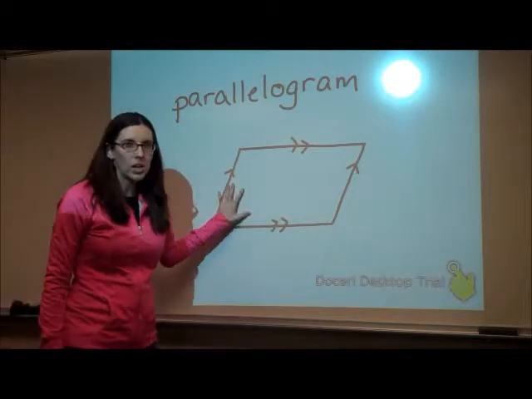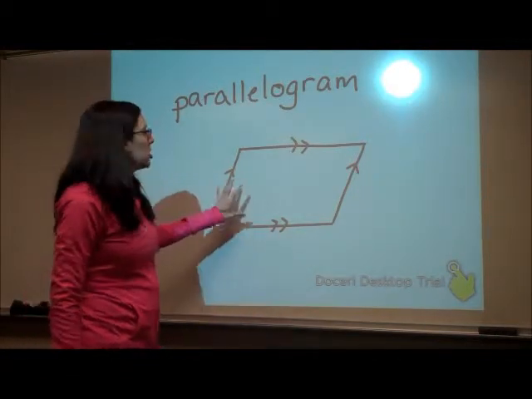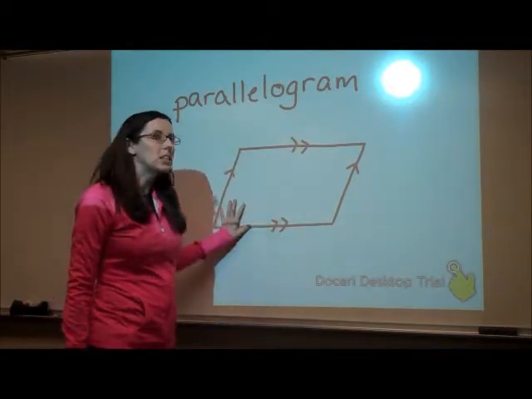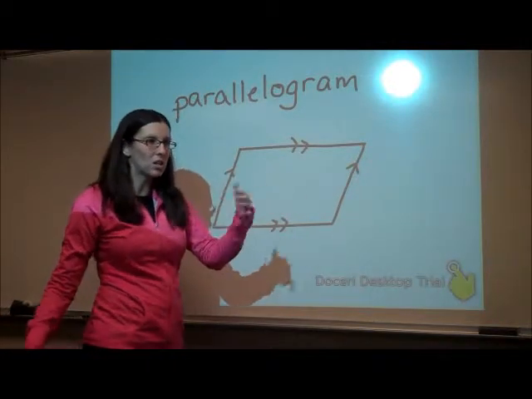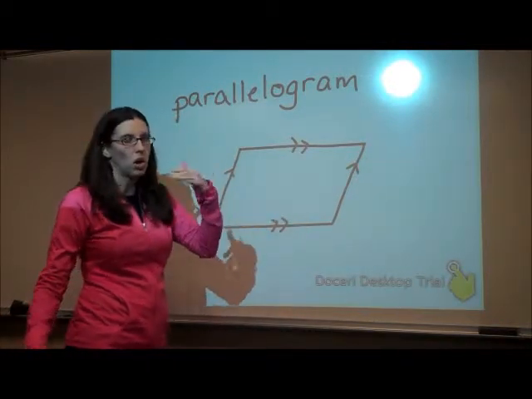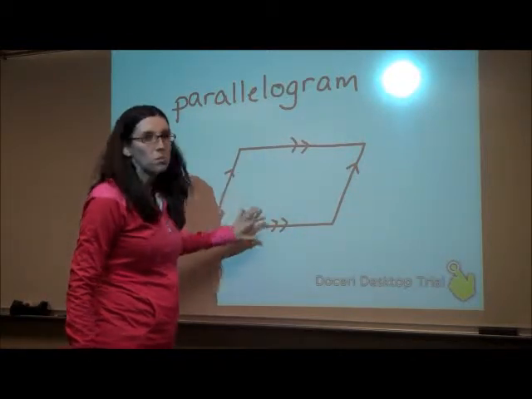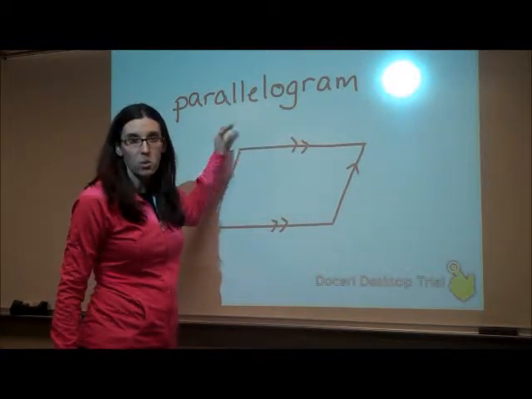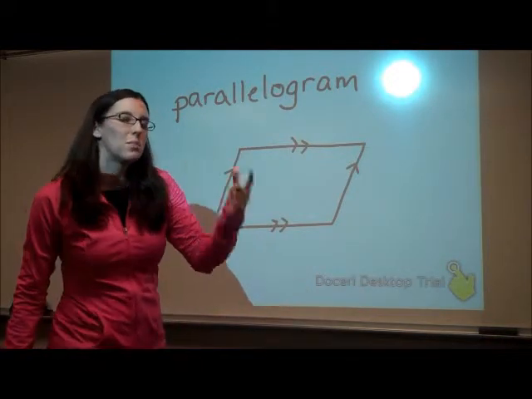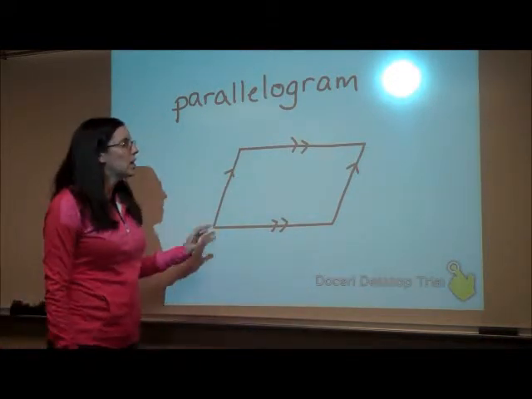Now, a rectangle and a square and a rhombus are all special kinds of parallelograms. It kind of depends on how you look at it. Some people argue about that, but a rectangle fits the qualifications of a parallelogram. It just has some extra added into it.